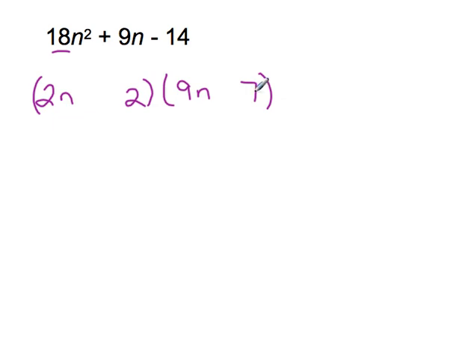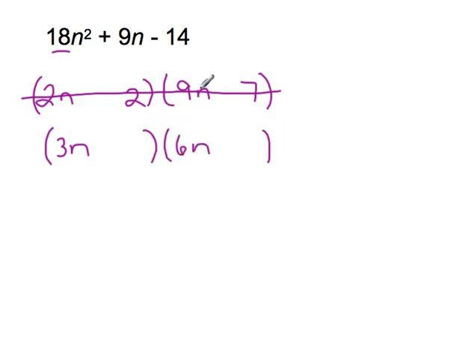Now you could try some different things here. You could switch the 2 and the 7 around. Well, 7 times 9, that's going to be huge, so that's not going to work. My bet is that we're going to need to change the 2 and 9. So let's try 3n and 6n. And then factors of 14, I'm still going to go with 2 and 7. Let's try 2 here, 7 here.